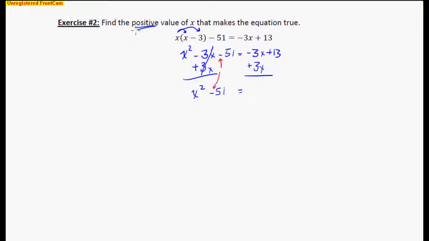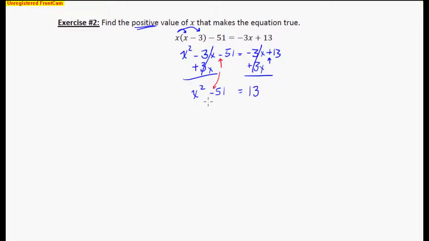A lot of people make that mistake. They leave that out. All right, so make sure you don't do that. Over here, negative 3 plus 3, well, again, that's 0. And this is a positive 13, so I can just bring it down as 13. So now the equation looks much simpler.